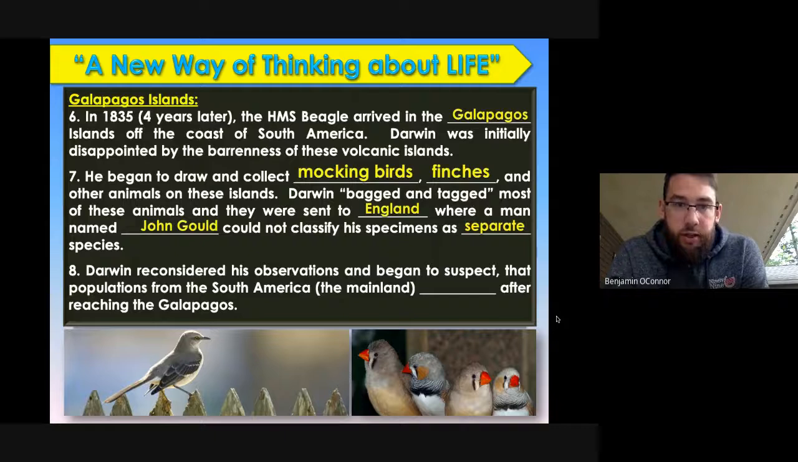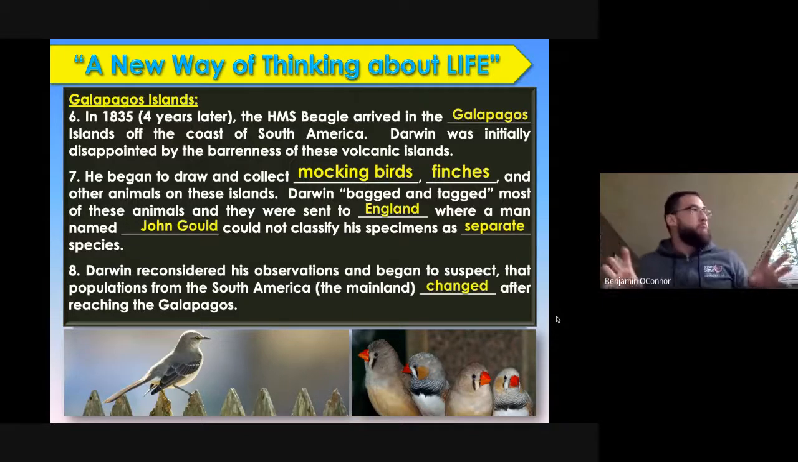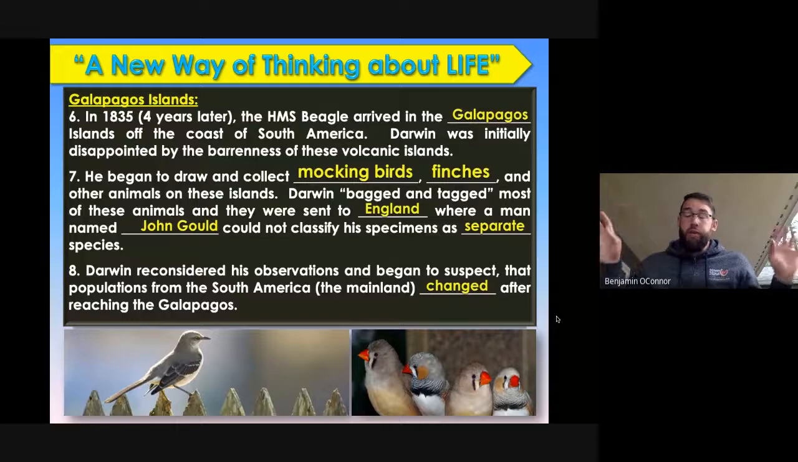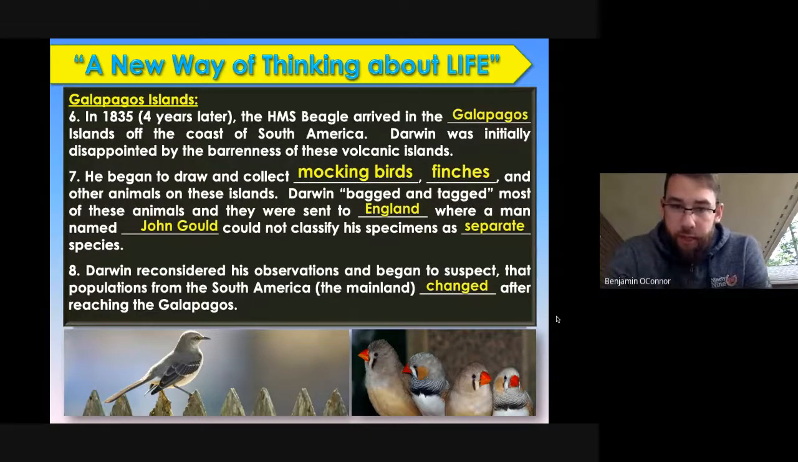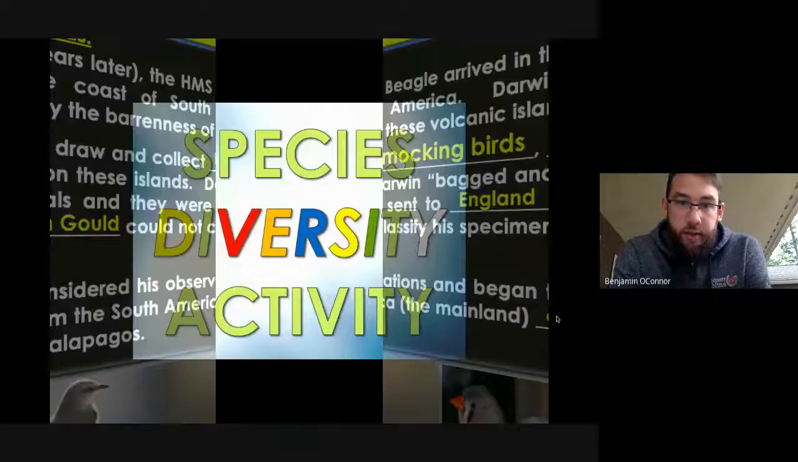So Darwin reconsidered his observations and began to suspect that populations from South America, the mainland, changed after reaching the Galapagos. And so this is where geographic isolation starts to come into play. If you have squirrels in America and squirrels in Asia, those squirrels are going to be related to each other, but because they live in such different environments, they're going to change a little bit, all right? And that's what he was seeing with these finches and such.